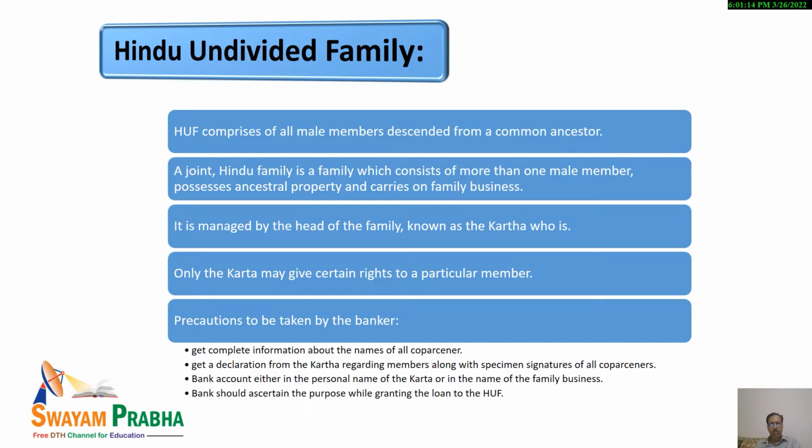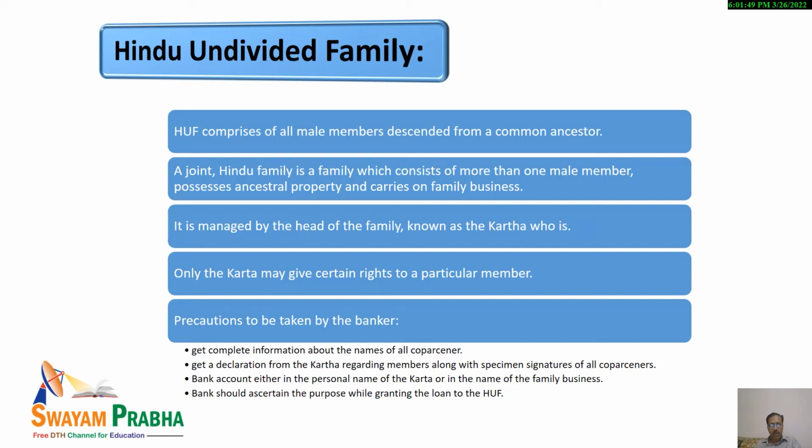So, there may be more than one male member, and they are basically managing some property or carrying on some family business. And in this case, the Karta is most powerful, and only the Karta may give certain rights to other members or particular members. So, what are the various precautions to be taken by the banker in case of an account by an HUF? They must get the information about the Karta.